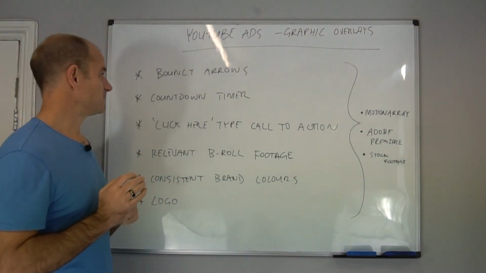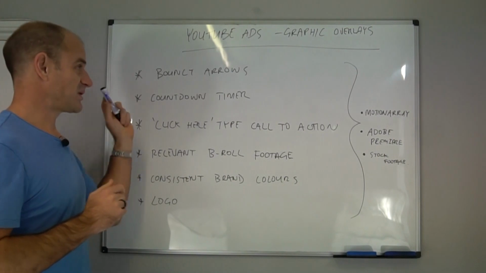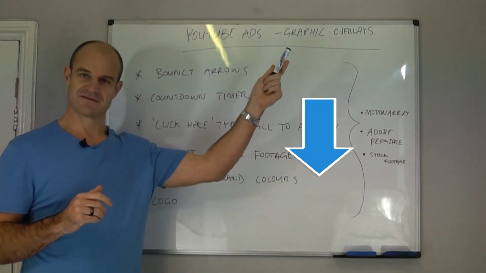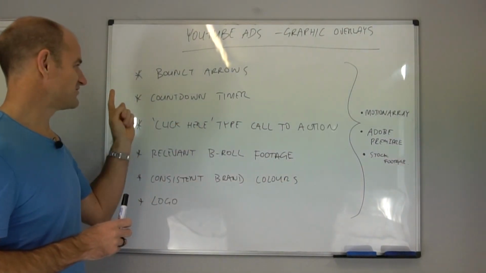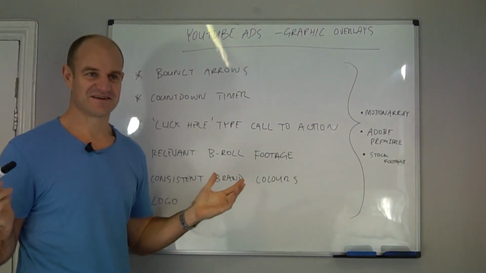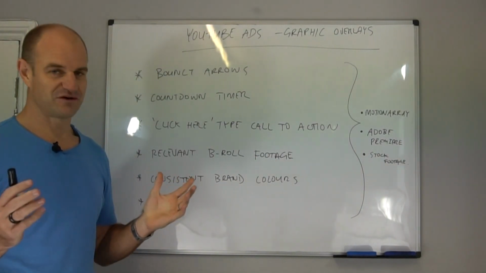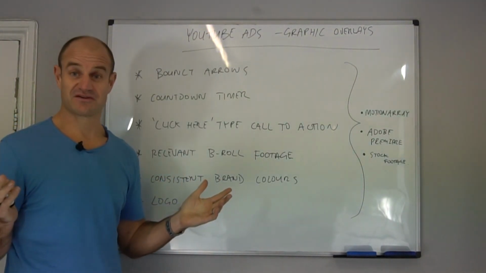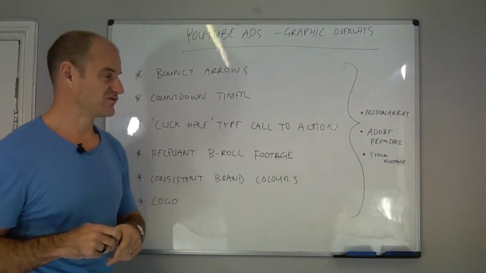The first one is bouncy arrows like this. What these do is they show people basically where to click. It's a tactic that's been used for a very long time, and it just flat out works, okay? So bouncy arrows are good.